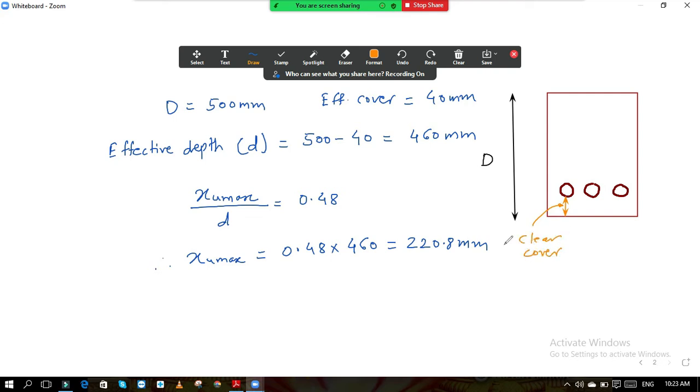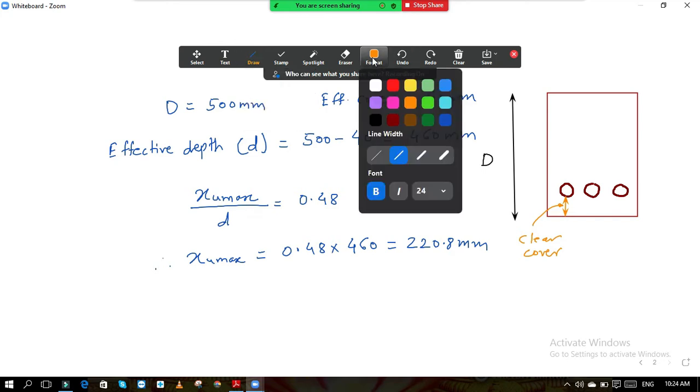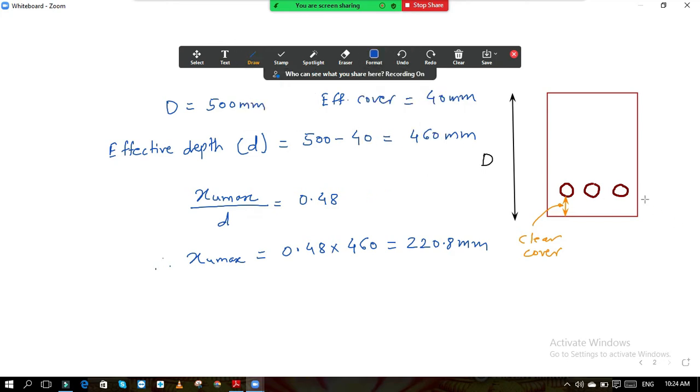And what is the effective cover? For the effective cover, suppose this is the center of the bar. If you measure the distance from this bottom of the beam up to the center of this reinforcement, up to the center of the bar, then this is called your effective cover. And the same is the case on the compression side.